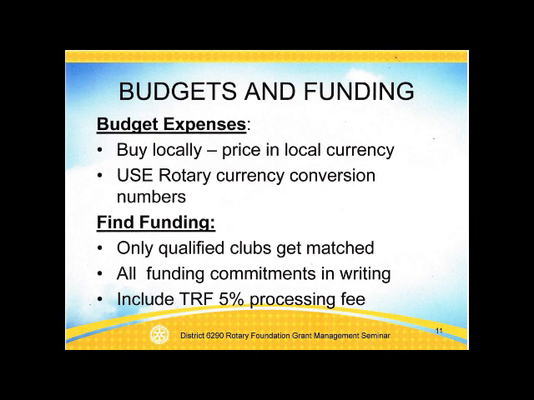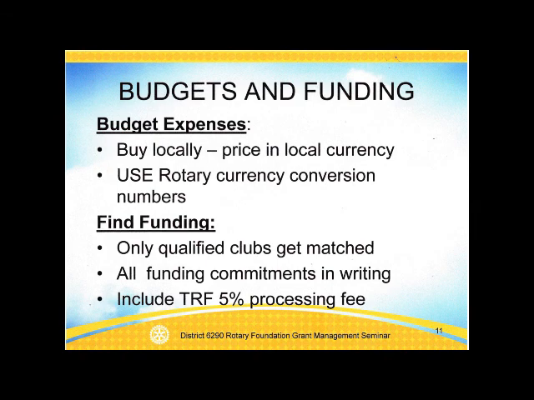In step 9, you list where you are getting the money you are bringing to the project. Be sure all the clubs you have participating are qualified for grant matching funds. You do not need to have all the cash in your hands at this time, but you will be asked to have written commitments from your participating partners regarding the funds they will bring to the table. Note that you will need to add 5% of the club cash in the project as a budgeted expense item to pay TRF for their cost of processing these funds.